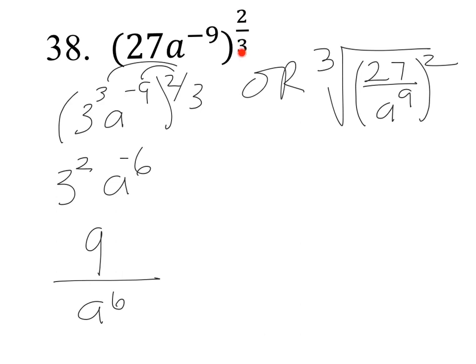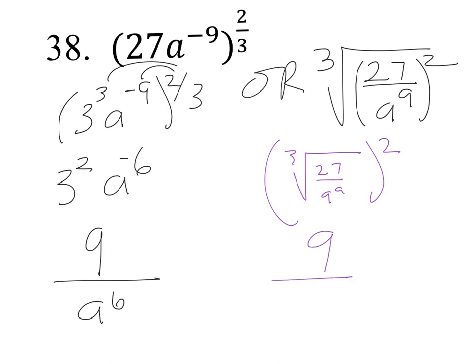So again, there's two ways that you could do this. I could rewrite it like this, or I could rewrite it as the cubic root of 27 over a to the 9th, that whole thing squared. Those two are written the exact same way. So you could either square the 27 and then take the cubic root, or you could take the cubic root and then square it. Either way, you should get 9 over a to the 6. So that's two different ways that you could do that problem.